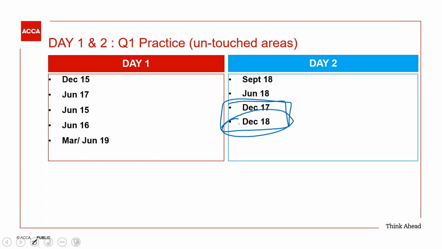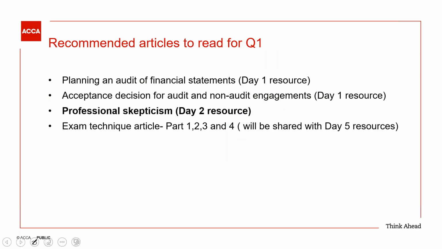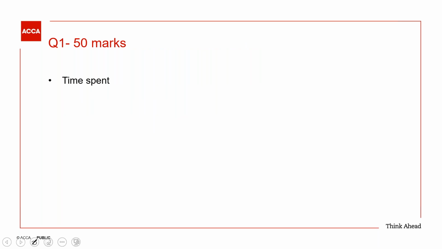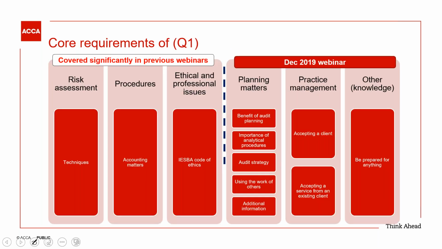So a lot of things gone down yesterday, a lot of things gone down today. I hope you've taken an effective note of that, and you will be going through that in a very proper manner so that you can prepare yourself for exams effectively, right? These are all the main articles recommended: planning an audit of financial statement yesterday, acceptance decision today, professional skepticism today. I even recommended a group audit article, and these are fundamental articles, right, which you should be reading and going through.